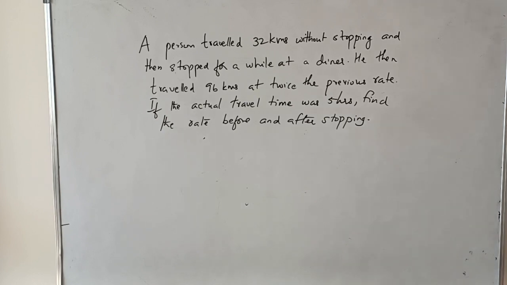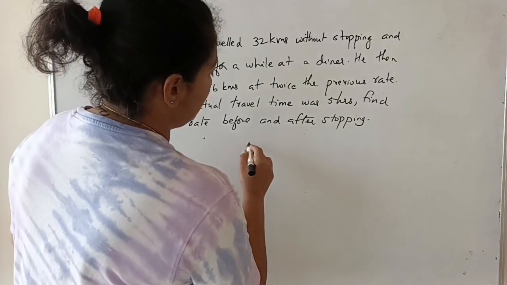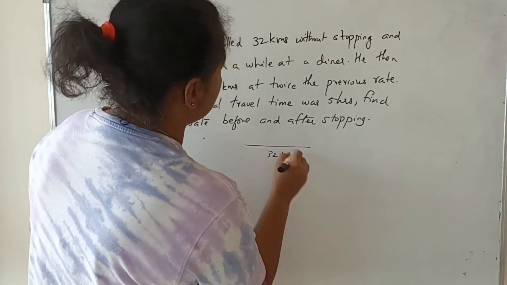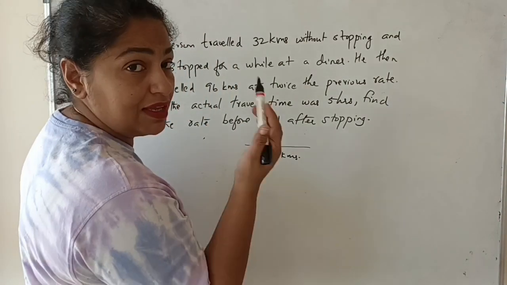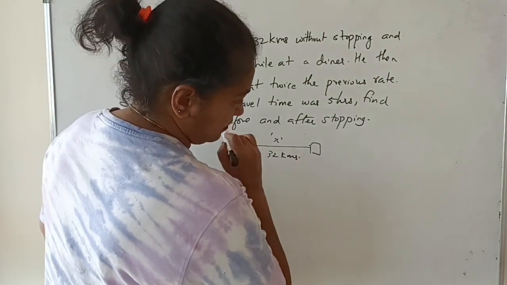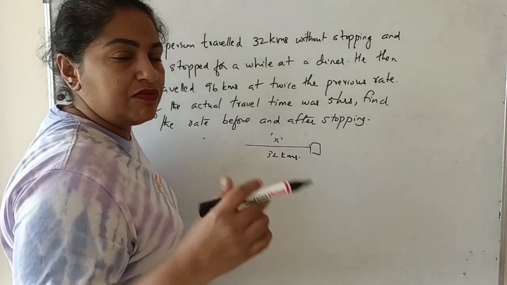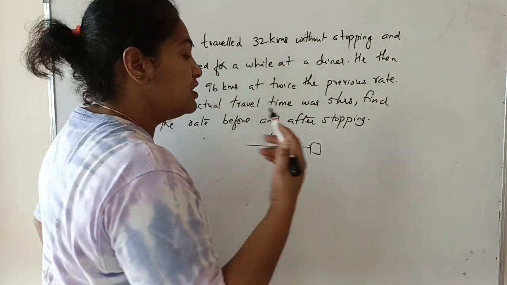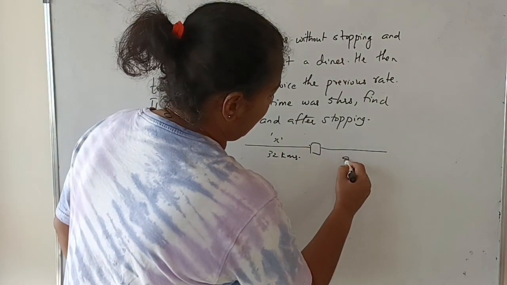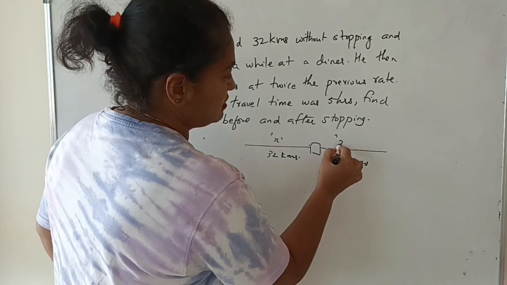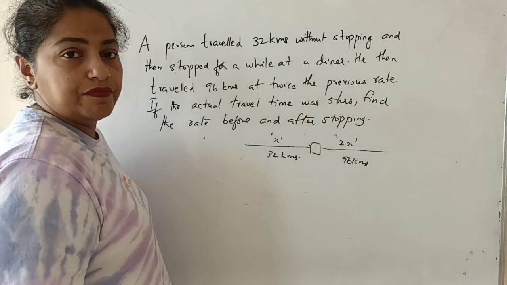Okay. So now, we have a person who traveled for 32 kilometers at a speed of, let us say his rate or speed was x. Then he stopped at a diner. They have not mentioned the time for which he has been there at the diner. And then it is mentioned that he traveled 96 kilometers at twice the previous rate. So that becomes 2x.